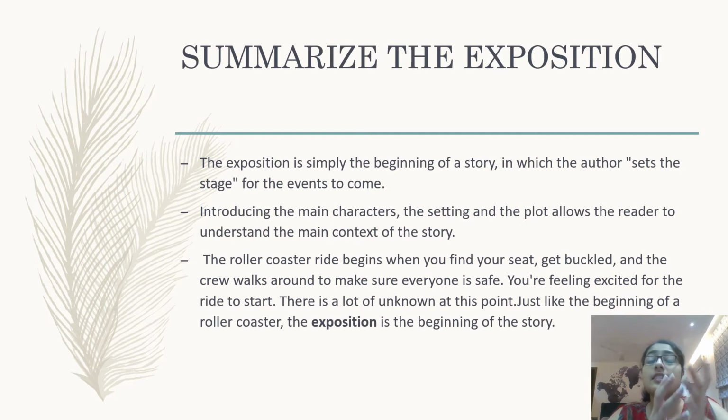So as we saw in the pyramid, the first point was exposition. Now what is exposition? The exposition is simply the beginning of a story in which the author sets the stage for the events to come. You introduce the main characters, the setting, and the plot, which allows the reader to understand the main context of the story. So as I said, this is the introduction of the story. That's it. The introduction of the story is what we use to refer to exposition.